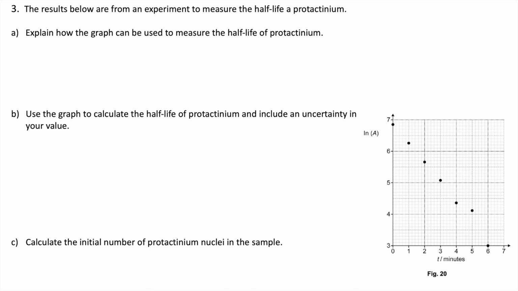So our final question is on using a protactinium source in a lab to find the half-life. The activity of the source of protactinium was measured every minute for 6 minutes, and the student plotted a graph of the log of A against t. So the first question is to explain how the graph can be used to measure the half-life of protactinium.